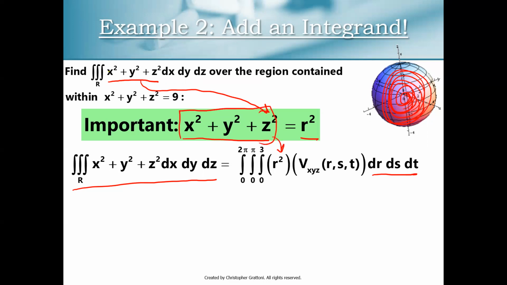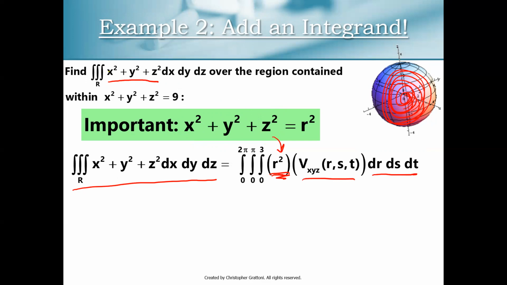There's another way of coming up with this, by the way. You could do this algebraically. You could plug in x of rst for x, y of rst for y, and z of rst for z, and you're going to get an expression in terms of r's and s's and t's. Two times in a row, you're going to end up using the Pythagorean identity, and everything will squish down to r squared. In my mind, it's easier just to remember that x squared plus y squared plus z squared in spherical coordinates will always equal r squared. So we can always plug in r squared here.